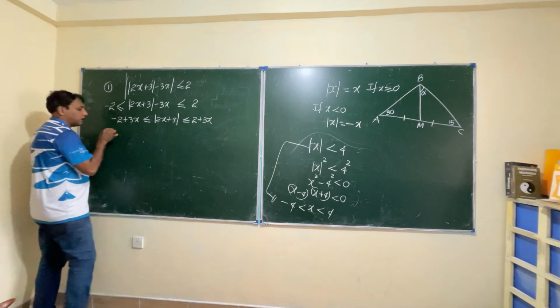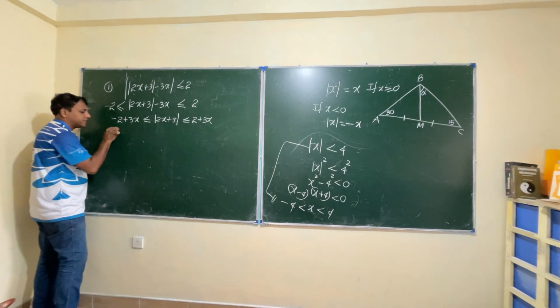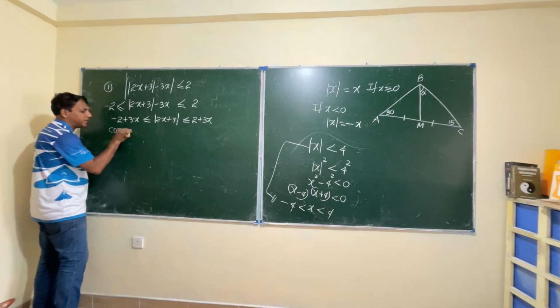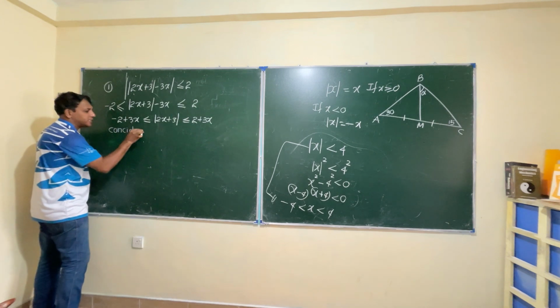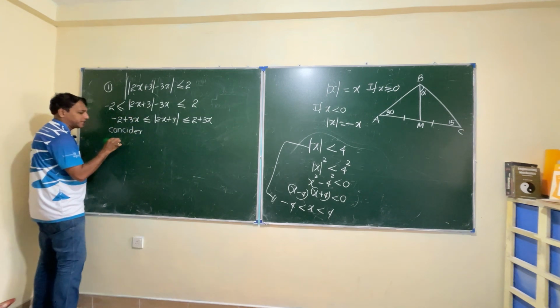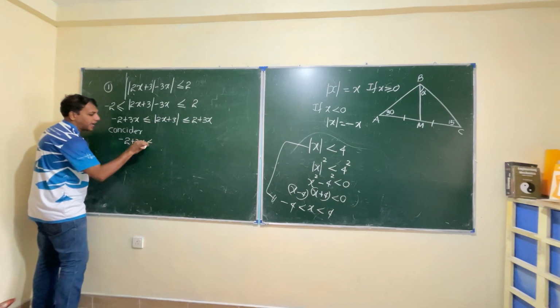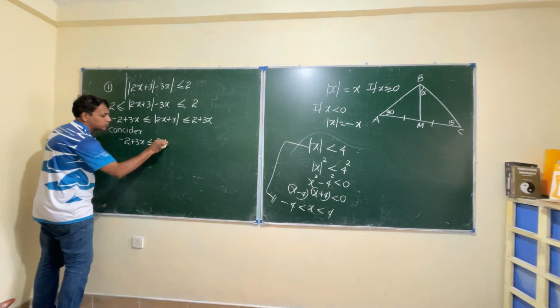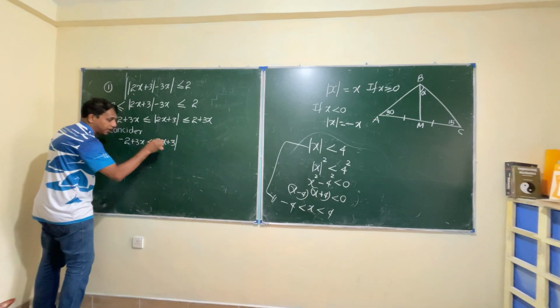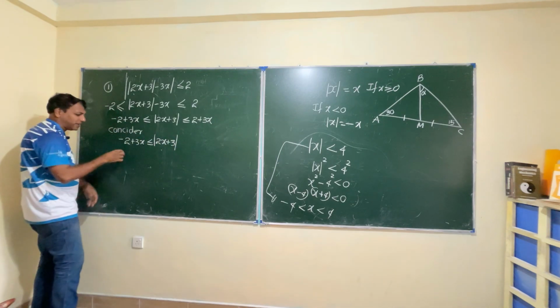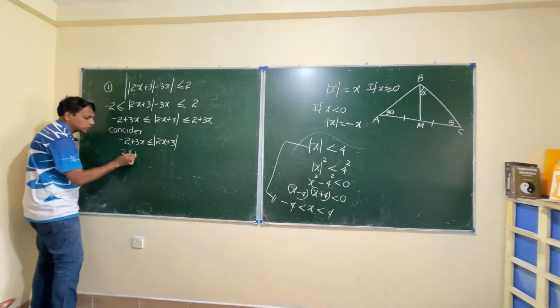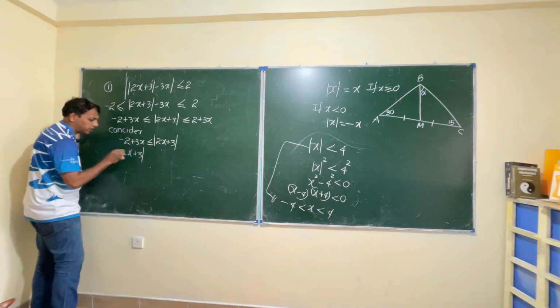Okay, now see, consider first this part: minus 2 plus 3x less than or equal to mod 2x plus 3. Or otherwise the other part: mod 2x plus 3, okay?